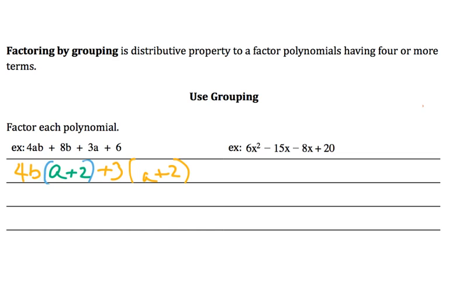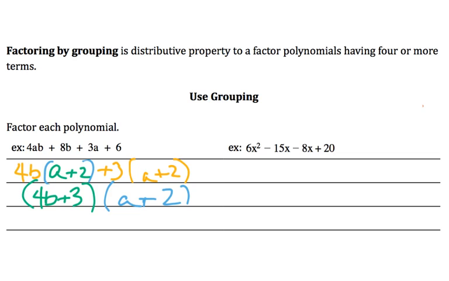So that I'm having a plus 2 multiplied not just by 4b, but also by 3, and because of that, I can rewrite 4b plus 3 all times that a plus 2, because ask yourself this, is 4b being multiplied by a plus 2? Yes, it is. Is 3 being multiplied by a plus 2? Yes, it is. So therefore, 4b plus 3 can still be multiplied by a plus 2.